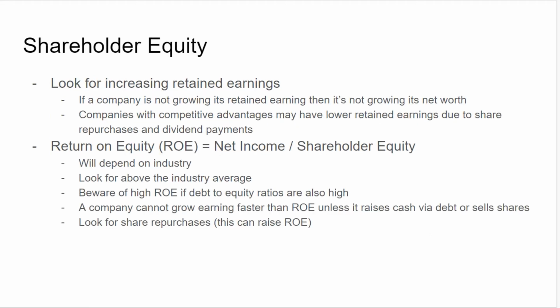All right, we're going to look at the shareholder equity section. So first thing we want to look at is increased retained earnings. Down in the shareholders equity section of the balance sheet, we want to look for increased retained earnings. If a company is not growing its retained earnings, then it's not growing its net worth.